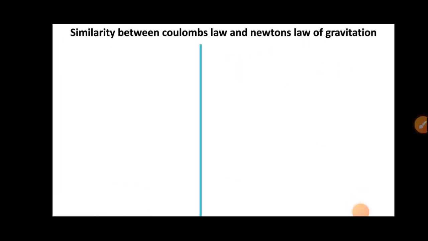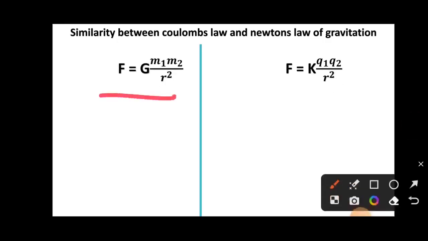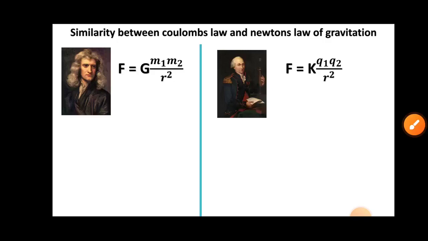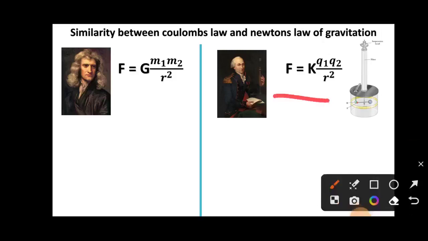Similarity between Coulomb's law and Newton's law of gravitation. As we see both equations, the first one is the famous Newton's gravitation law, and the second one is Coulomb's law. The first law is given by Sir Isaac Newton, and the second one is given by Charles Augustin de Coulomb. If we notice carefully, we might interpret that Mr. Coulomb copied Sir Isaac Newton's formula. So the question is, did Mr. Coulomb really copy Sir Newton's idea? Let's see how Coulomb formulated his formula with experiment.